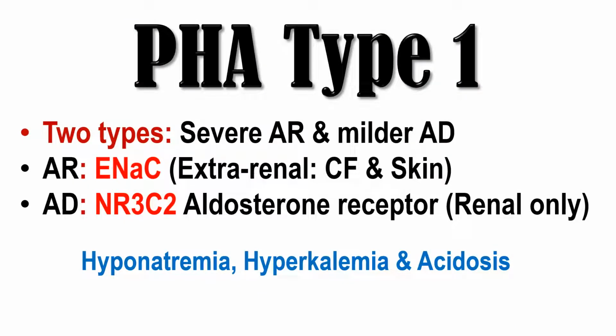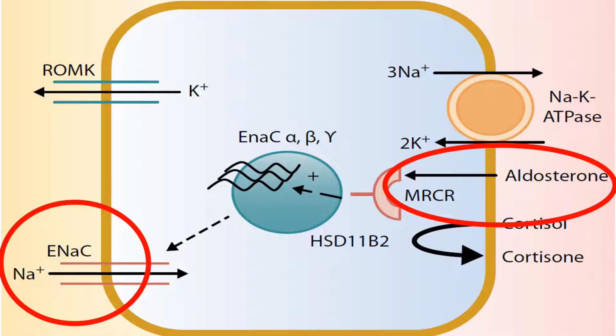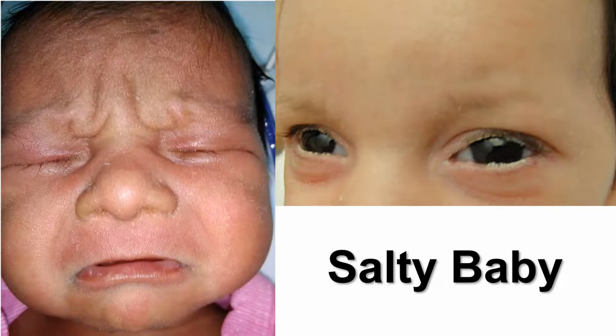Pseudohypoaldosteronism type 1 is a salt-wasting condition. It has two types, autosomal recessive and autosomal dominant. The autosomal recessive is severe with some extrarenal manifestation, mainly cystic fibrosis-like lung disease and skin lesions, while the dominant one is milder and self-limiting. These are the two channels affected in pseudohypoaldosteronism type 1. And this is the salty baby, related to the salt-wasting defect, in the severe autosomal recessive form.